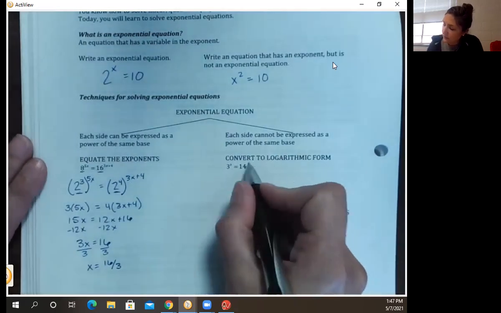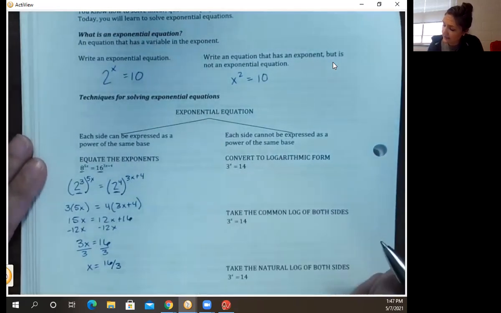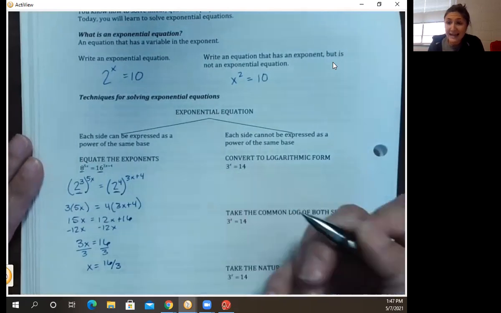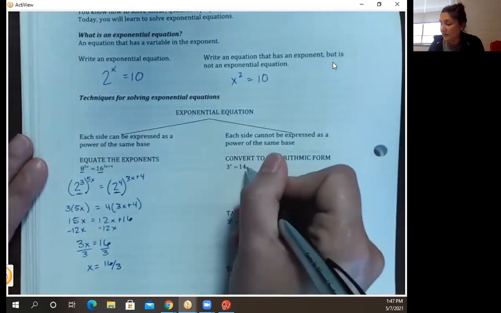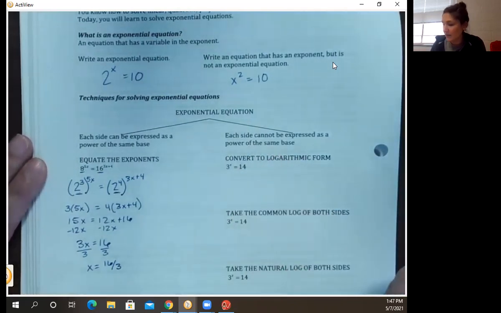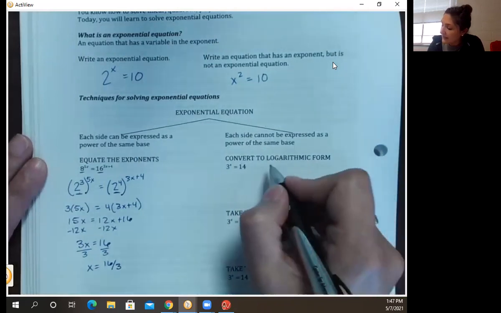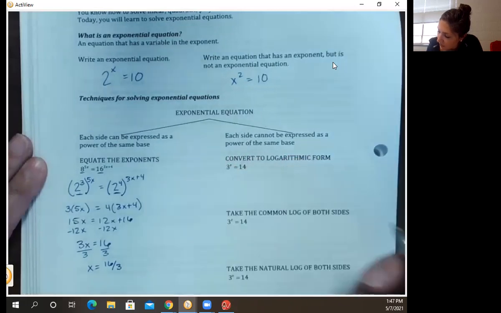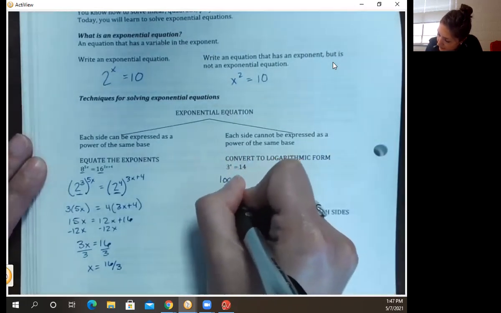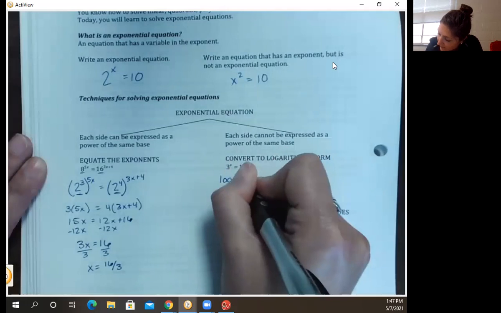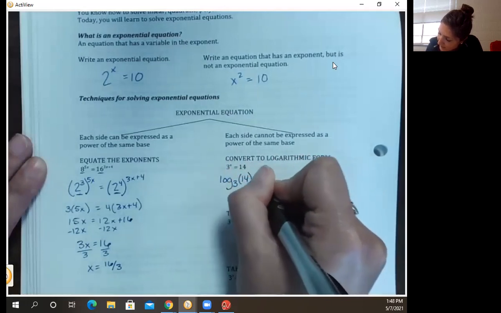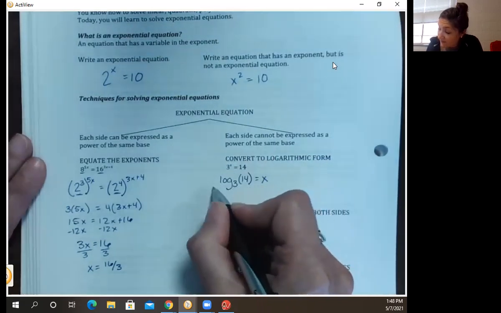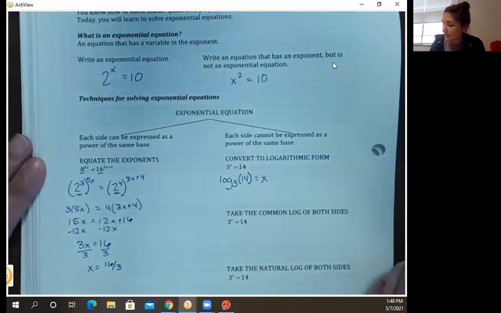If I take a look at another example here, 3 to the x equals 14. There's not a nice way that I can write 3 and 14 with the same base. I would have to use a really goofy exponent. So instead of doing that, what I'm going to do is change this to its logarithmic form. So if I rewrite this in the log, this would be log base 3 of 14 equals x. And now this log base 3 of 14, that's something I can type in my calculator.